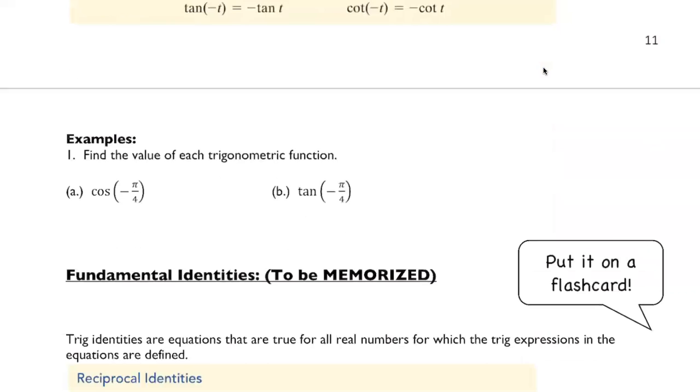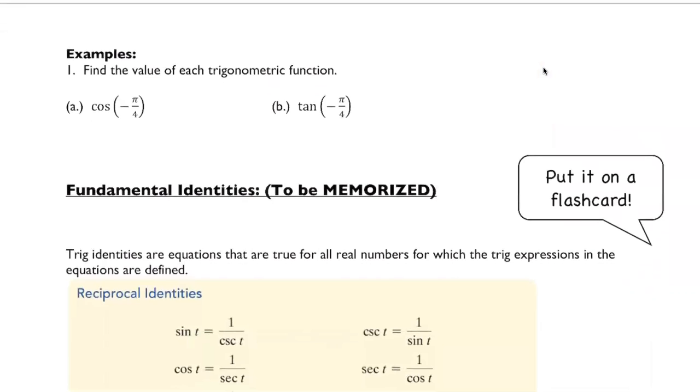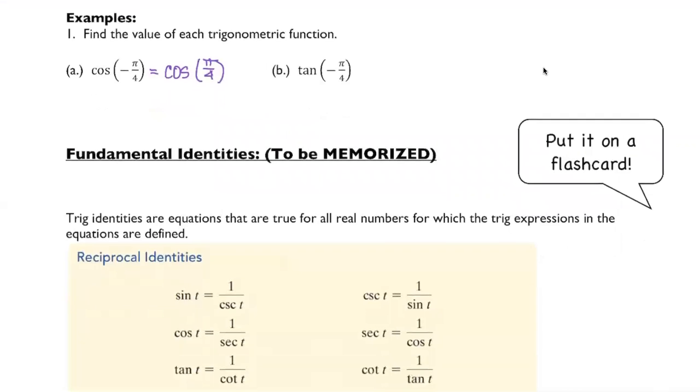Now, how could we use this? Okay, well, going backwards around the circle is not as easy to count as it is going forward. So since I know that cosine is even, I know that the cosine of negative pi fourths is going to be equal to the cosine of positive pi fourths, which we know from our unit circle is equal to the square root of 2 over 2.